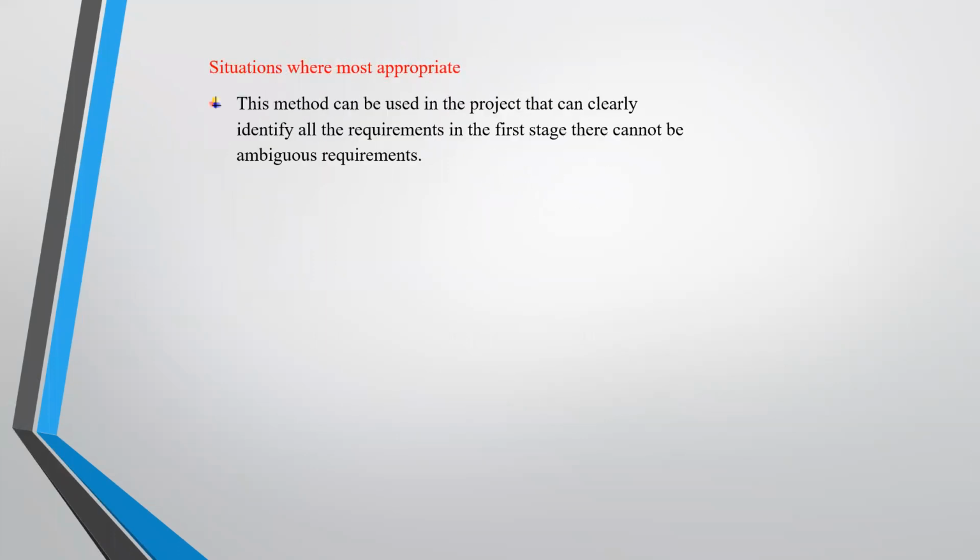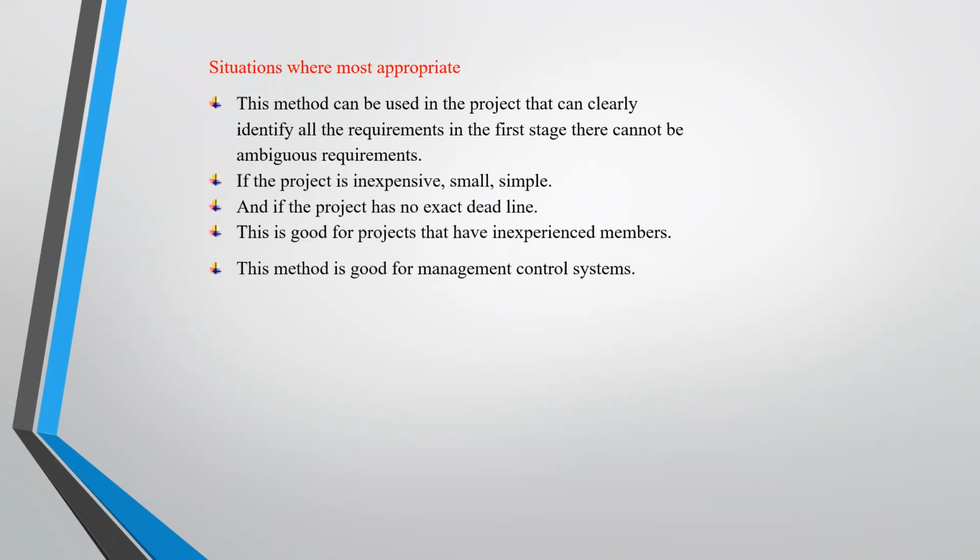Where can we use this system development methodology? This method can be used in projects that can clearly identify all the requirements in the first stage. There cannot be ambiguous requirements. If the project is inexpensive, small, simple, and has no exact deadline, this is good for projects that have inexperienced members. This method is good for management control systems.